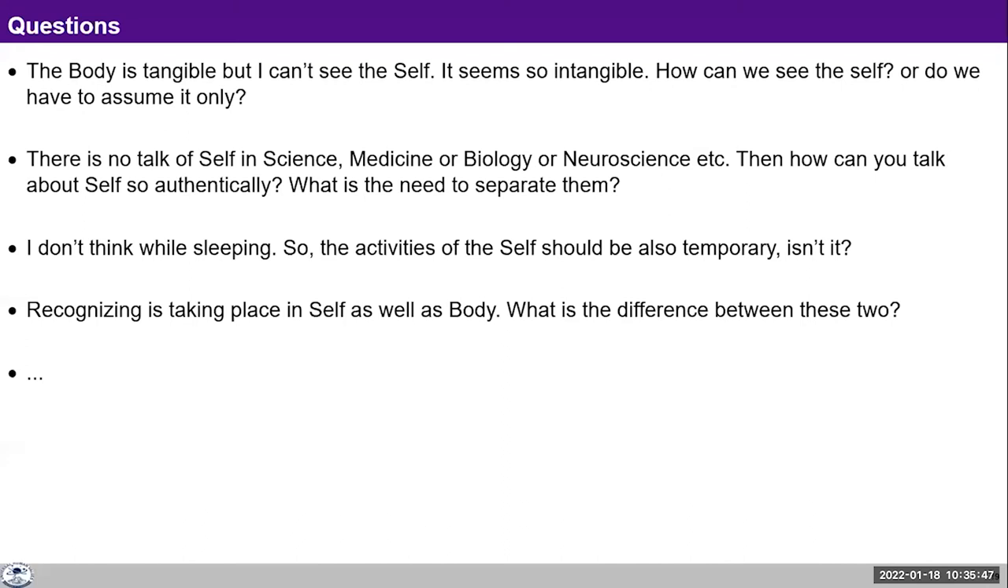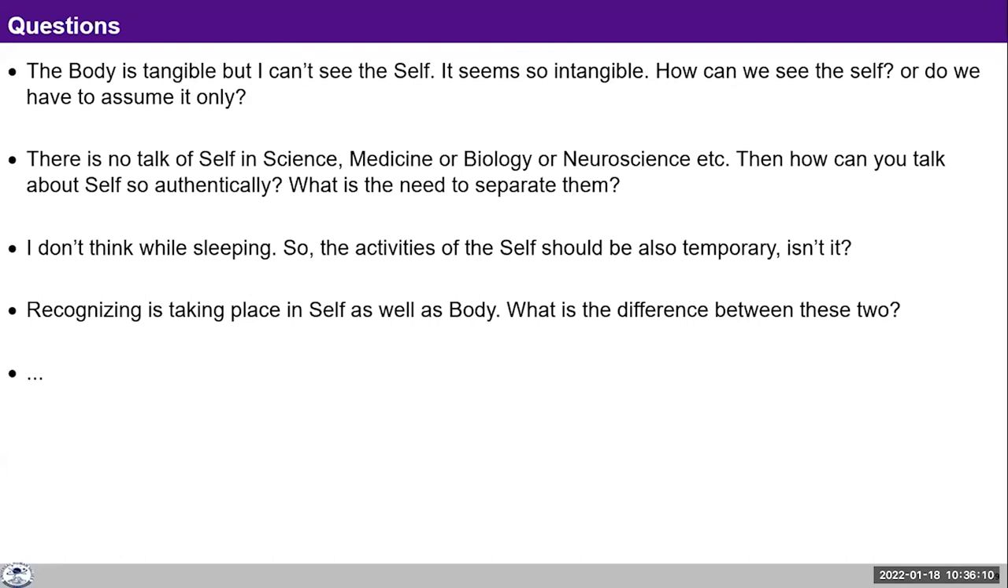Great, sir. And who is seeing it then? When you have closed the eyes, who is seeing the body? It's me that is seeing. Self is me. So self is not tangible, it is intangible, but it is there. I can easily explore it. Yes, very much so.